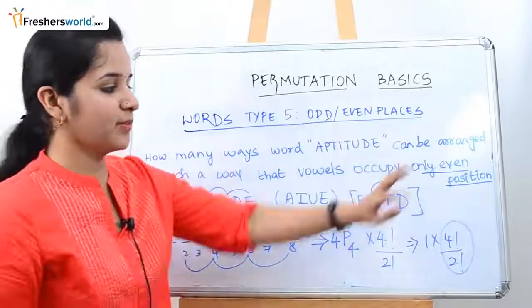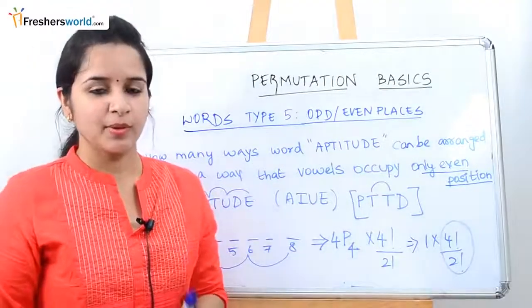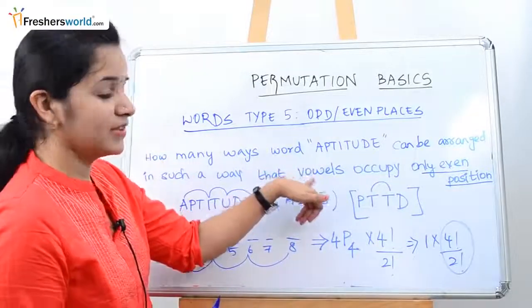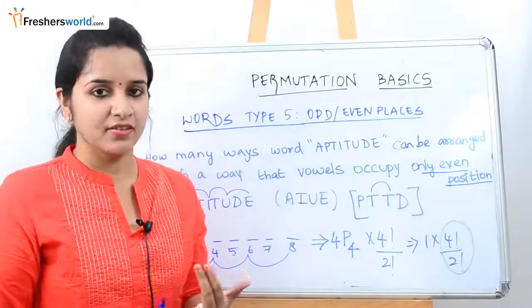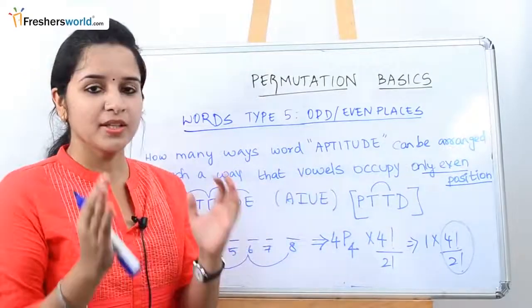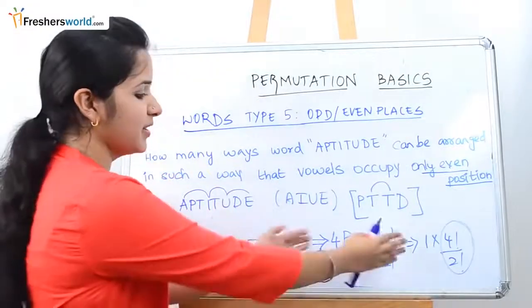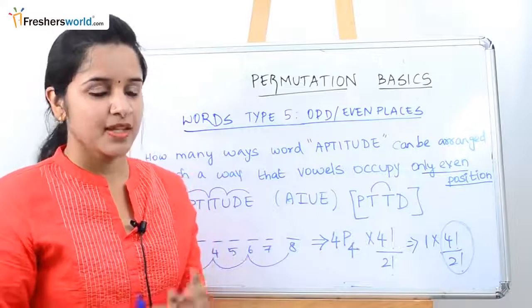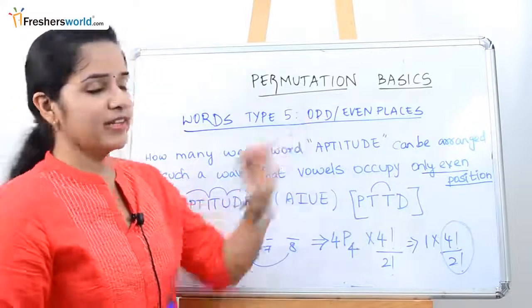occupy only even positions. A similar type of problem will come, replacing vowels with consonants and other words. So if consonants are there, instead of clubbing the vowels, you will be clubbing the consonants together and doing it in a similar way to how you have done it for vowels. So this is the concept for odd and even places.